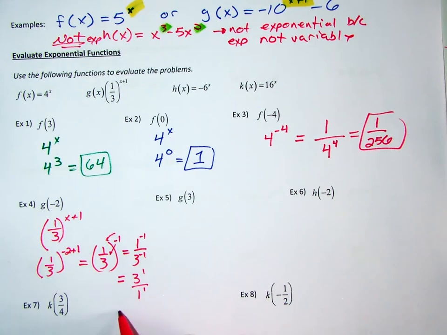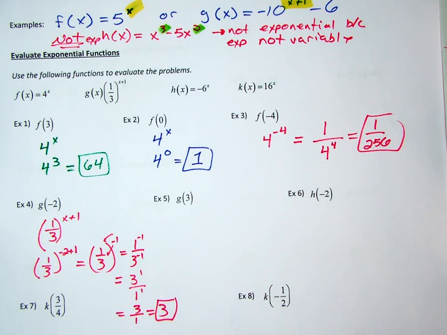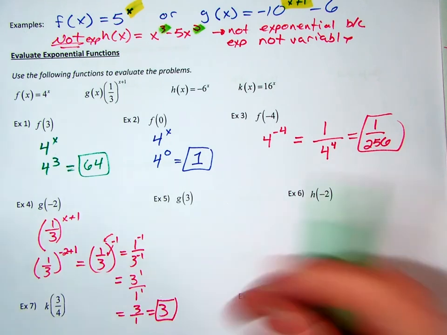And 3 to the first is 3, and 1 to the first is 1, so our answer would be 3. But again, you have to make sure you're really careful with that negative exponent. All right, next one, g of 3.